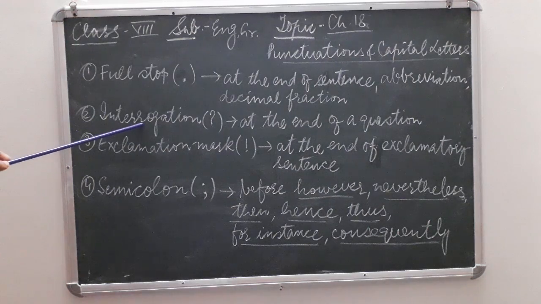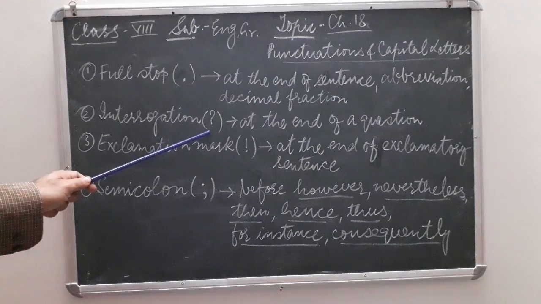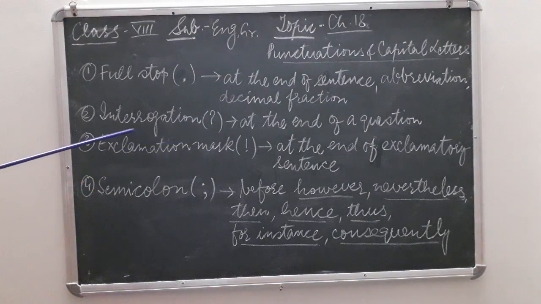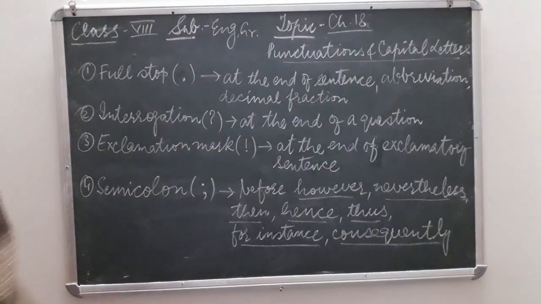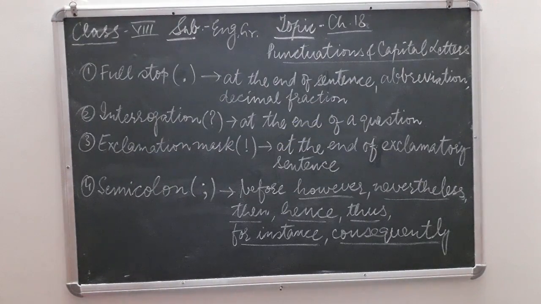Next, number two, mark of interrogation. It means a question mark. You already know that the mark of interrogation is always used at the end of a question. If I ask you, where are you going? It is an interrogative sentence, so at the end we put the sign of interrogation.